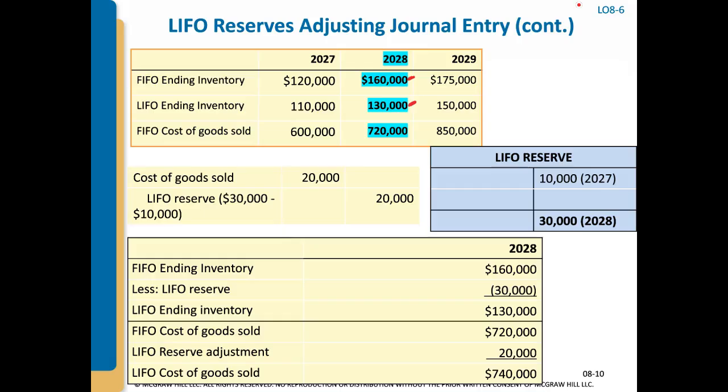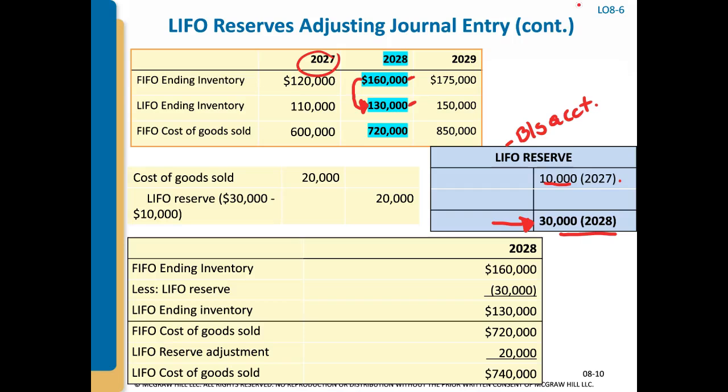What we need to do though, the LIFO reserve is a contra asset account. So it's a balance sheet account, right? Which means that the balances carry over year to year. And in 2027, we booked a credit of $10,000 to the LIFO reserve. The difference in 2028 between LIFO and FIFO means that we need to have a total LIFO reserve of 30,000. So our total LIFO reserve should be 30,000 at the end of 2028.